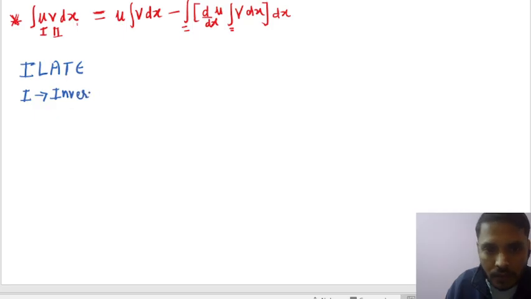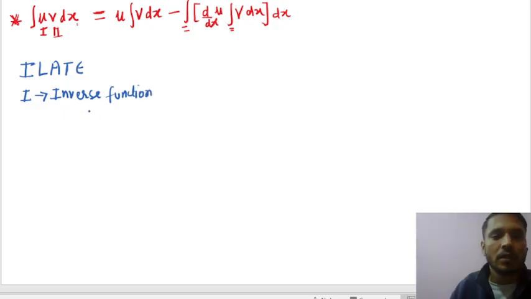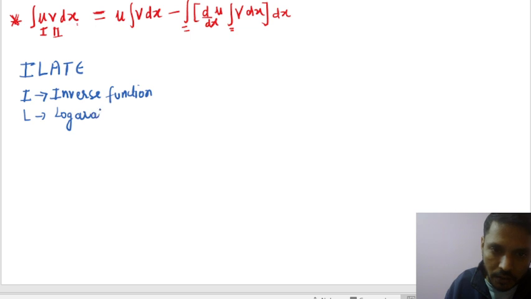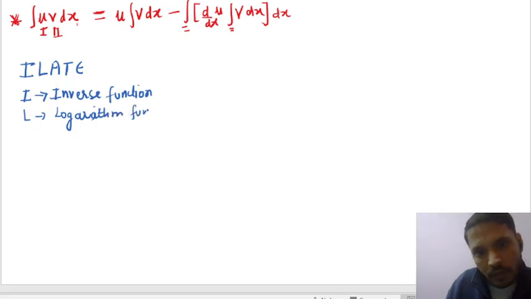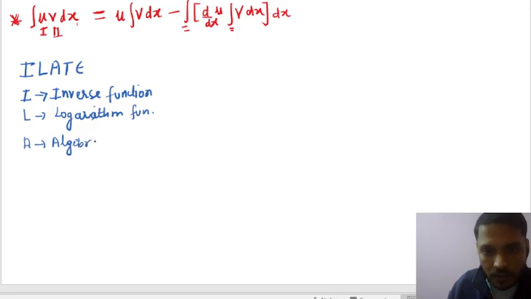Inverse functions like sine inverse of x, cos inverse of x. These types of functions are called inverse functions, right? L stands for logarithmic functions: log x, or anything related to log. Next, A. A is the algebraic functions. What are algebraic functions? Any expression in terms of x, y, meaning a product of variables and constants.